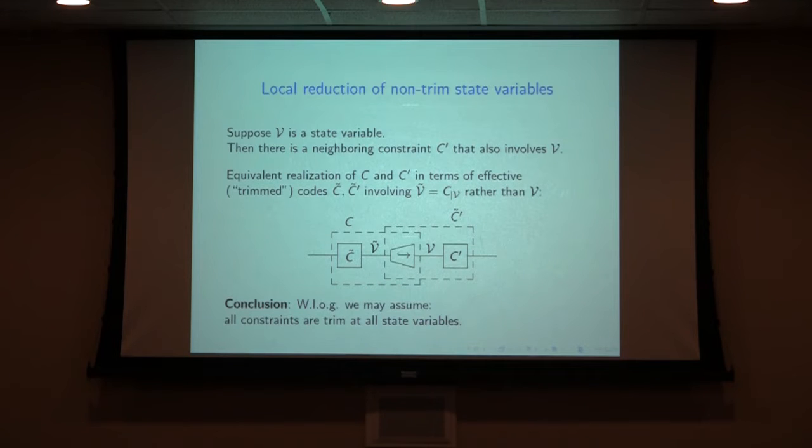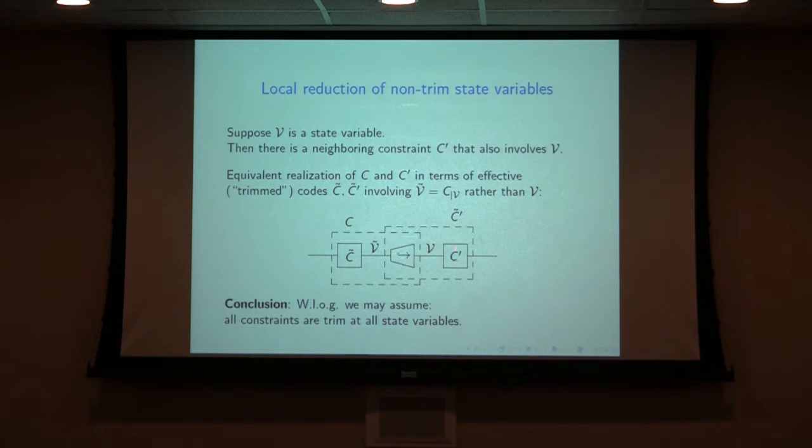And now we'll show how a trimming operation actually works. If V is a state variable that is not trim, then there's a neighboring constraint, since all state variables have degree 2, that also involves V. Here's an equivalent realization. I take C and C prime, which originally were tied together like this, and I'm going to represent C by this equivalent realization with the inclusion constraint. And then I'm going to define C tilde prime as C prime with the inclusion constraint tucked into it, so that C tilde prime involves V tilde.